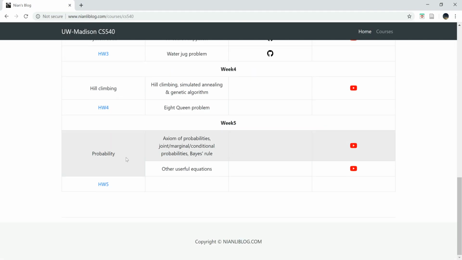So in Part 1, we mainly talked about some axioms and also joint, marginal, and conditional probabilities and Bayes' rule. And in this tutorial, I would like to introduce some other useful equations which might not be in the lecture notes but appear in our tutorials and also in our exams. So let's jump into the tutorial.